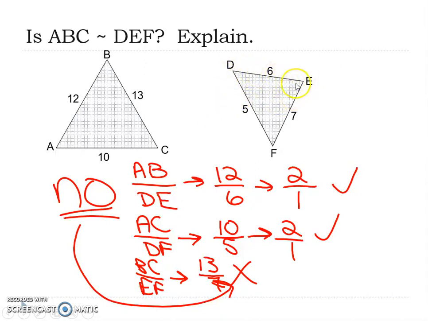So right here, these two are 12 to 6 ratio, which is 2 to 1 ratio. And then we're going to do AC with DF. AC and DF, they are corresponding, 10 to 5, which is 2 to 1 ratio. And then BC to EF, that's 13 to 7, which is not 2 to 1 ratio. So you need to check all three sides and make sure they all have the same scale factor, 2 to 1. This one doesn't. So this is not similar triangles. So all sides have to be proportional.